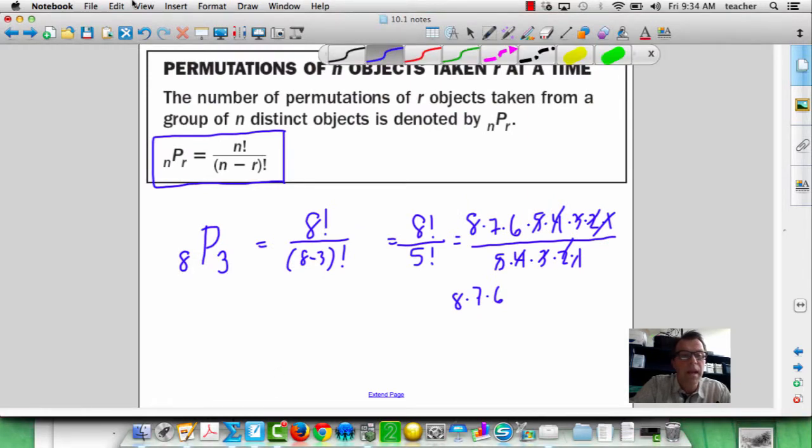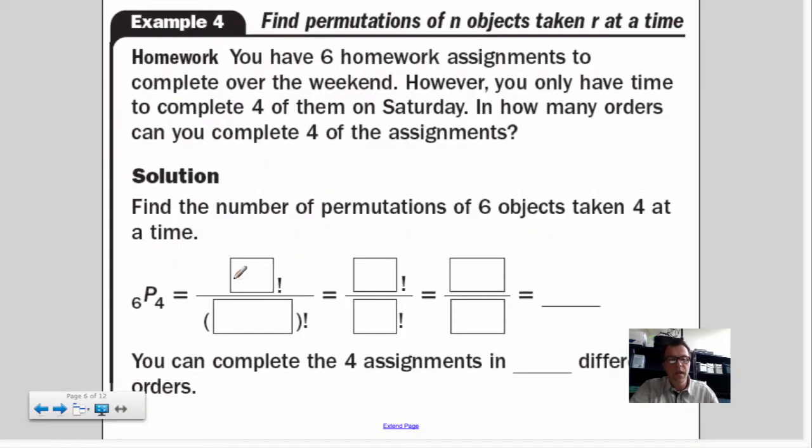Let me get back my pen. I think I'm done with my calculator. Go full screen again.